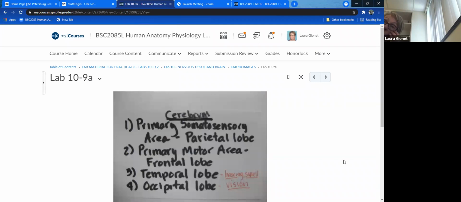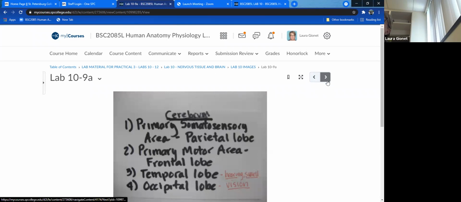All right, so we have the primary somatosensory area. That's the post-central gyrus as a structure, and that's the parietal lobe. And then 2 was the red hump. That's your primary motor area functionally. That is the precentral gyrus on the frontal lobe. We have the temporal lobe and the occipital lobe.